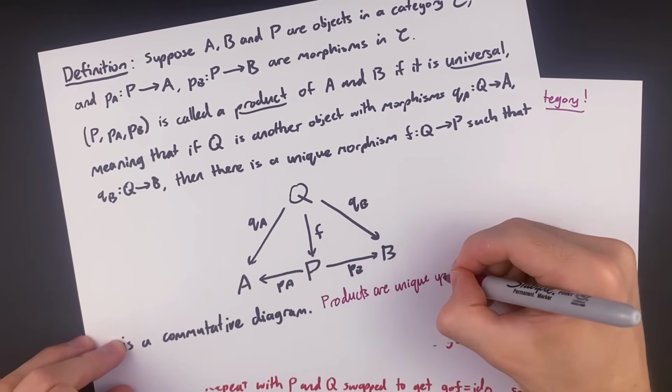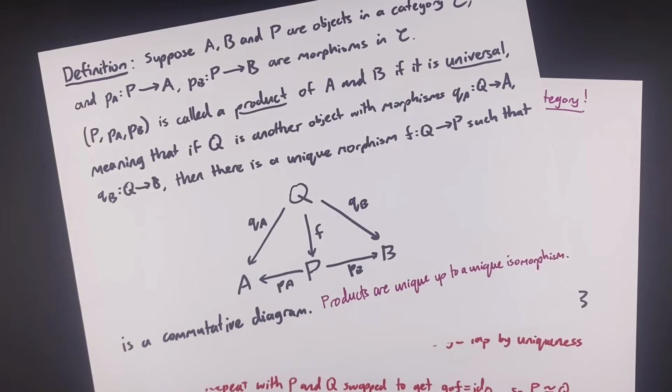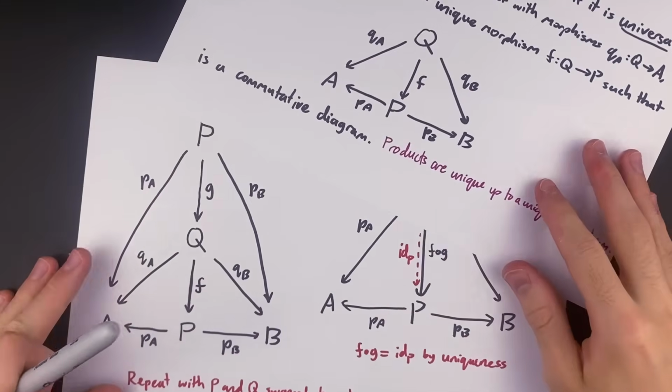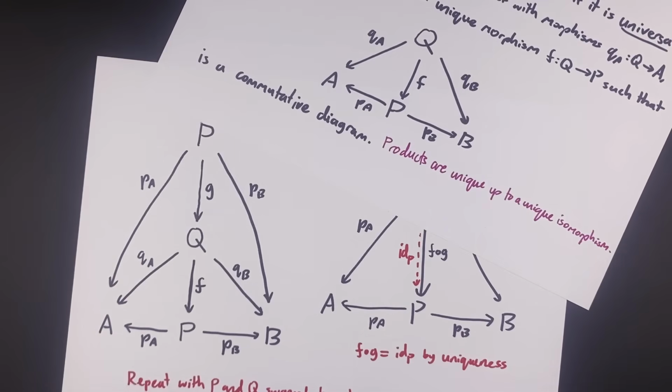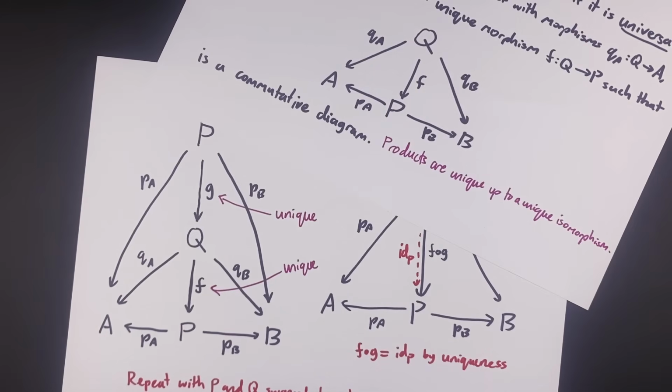In fact, we have an even stronger result. The product is unique up to a unique isomorphism. By the definition of the product, these maps F and G that we used in the proof are the only maps commuting with the projection maps on P and Q, so there's only one canonical way to identify these two products.